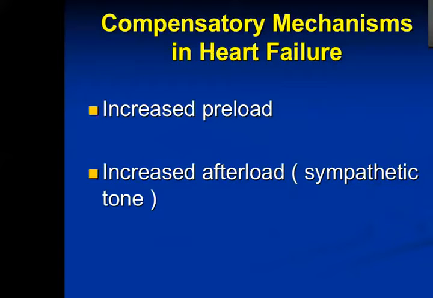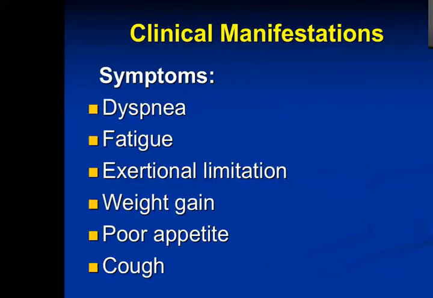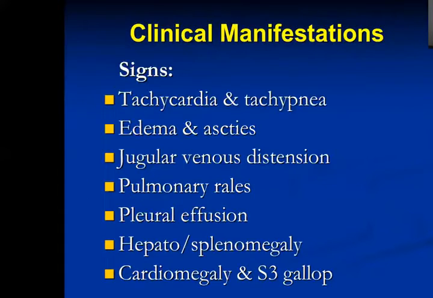And this pathophysiological mechanism, meaning adrenals, baroreceptors, increased sympathetic activity, the renin-angiotensin system, all lead to increased volume, that is increased preload state of the heart, and increased afterload, increased sympathetic tone, and similarly increased force of contraction also leads to exhaustion of the LV myocardium by means of tachycardia and overactivity. And this pathology leads to dyspnea, fatigue, exertional limitation, weight gain, poor appetite, cough, and many more symptoms. These are the commonest ones.